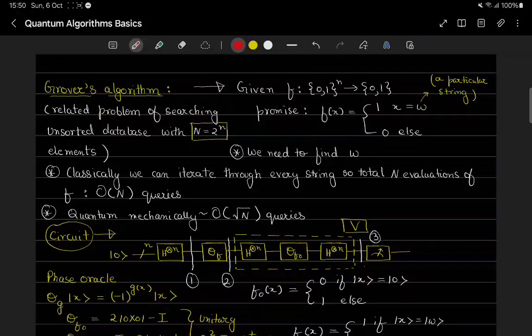And the idea is that given a function f, you have a promise that only when the bit string is equal to w, a specific bit string, the function is 1 and it is 0 otherwise. And the question is, how can we find w? So w is something that marks the function, or it is a marked entry. It is an anomaly, and we have to find it in the set of 2 power n bit strings.